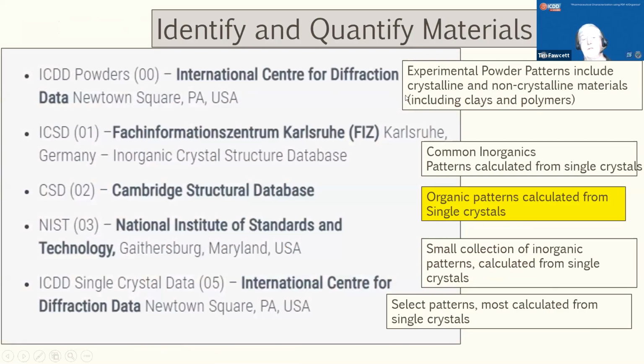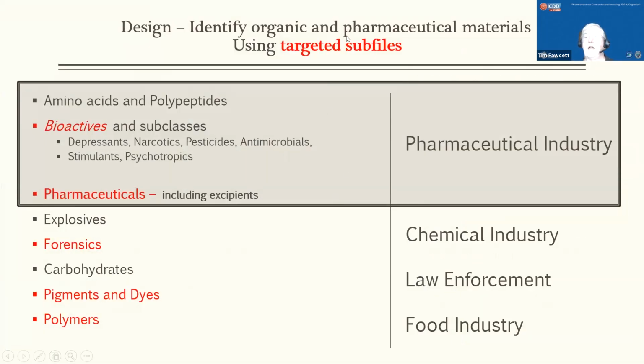Then we used our strategic alliances. So ICDD had strategic alliances with ICSD and NIST already. And this particular product really highlighted the strategic alliance with the Cambridge Structural Database and their large collection of organic patterns that were collected from single crystals. And this is how the targeted subfiles were generated.